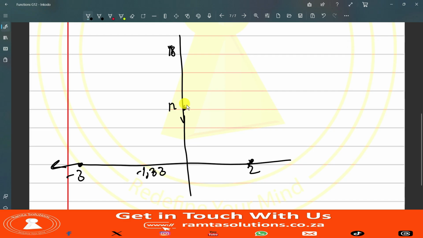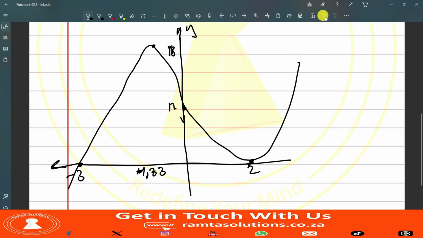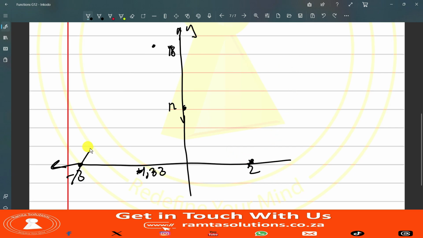Here is your y-intercept. We said the stationary point was negative 1 comma 33 and 18.52, which will be, let's say, somewhere here. And then another one was at 0 and 2. So it ends with a smiling face, right? It ends with a smiling face.